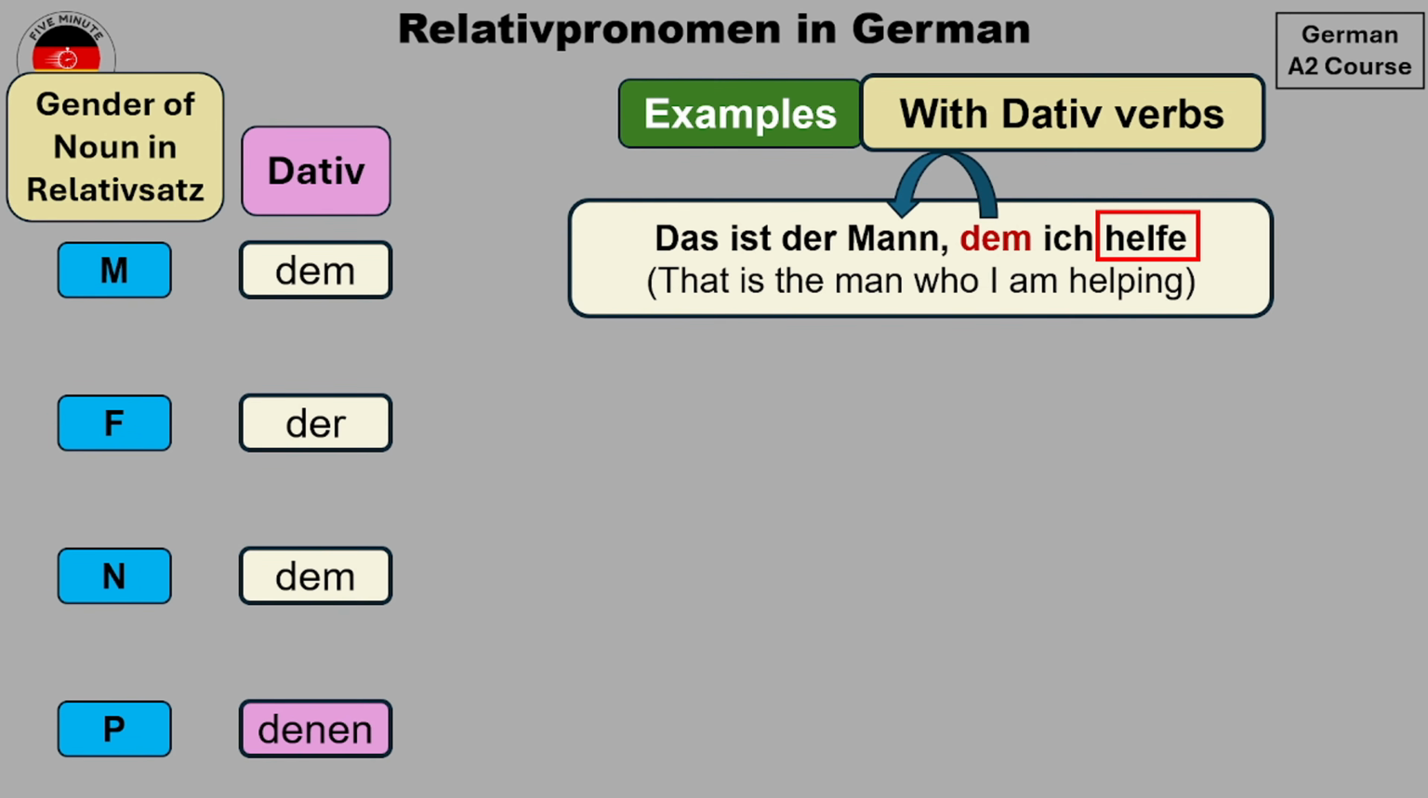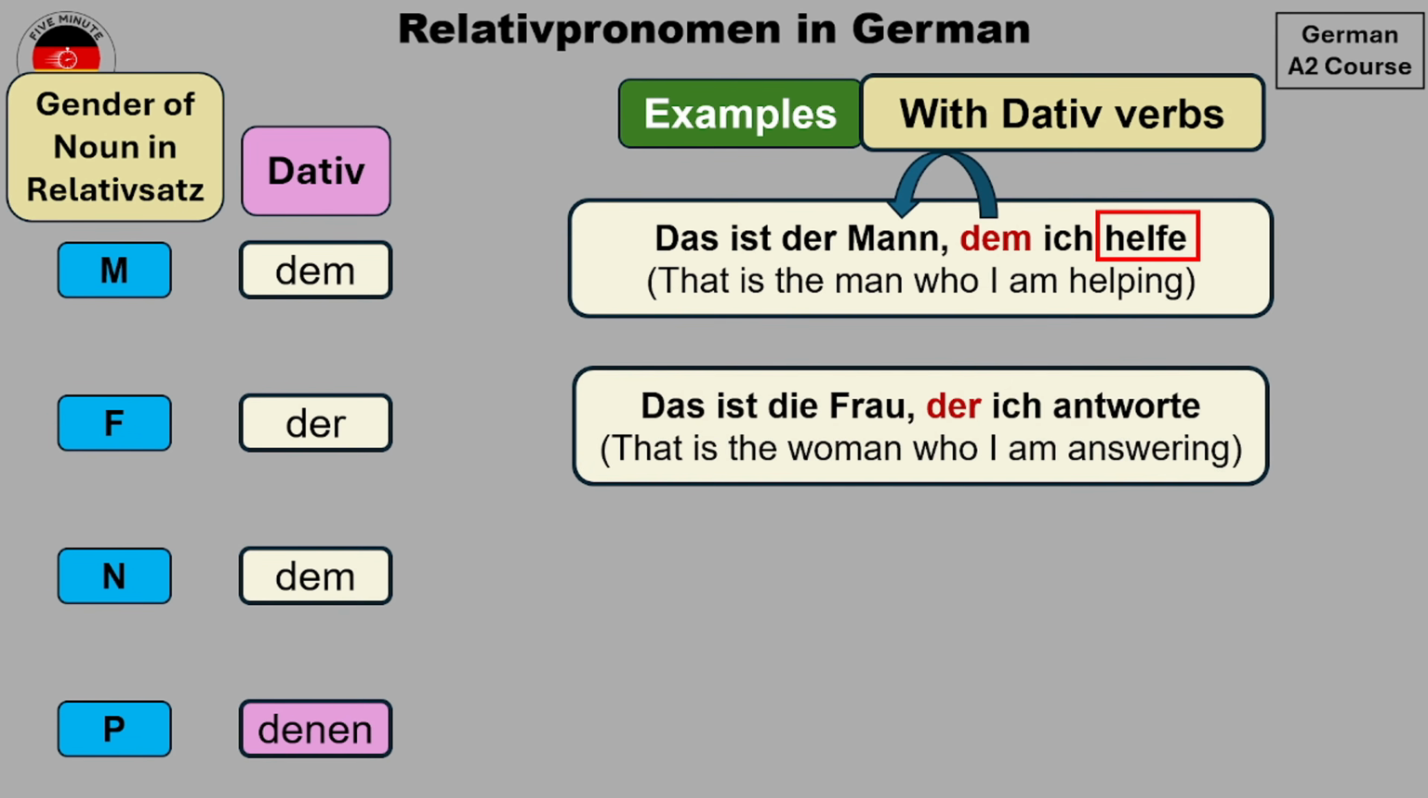An example for the feminine case will be Das ist die Frau, der ich antworte. That is the woman who I am answering. Again you see we have used the verb antworten, which is a dative verb. That's why we have used the relative pronoun der over here.